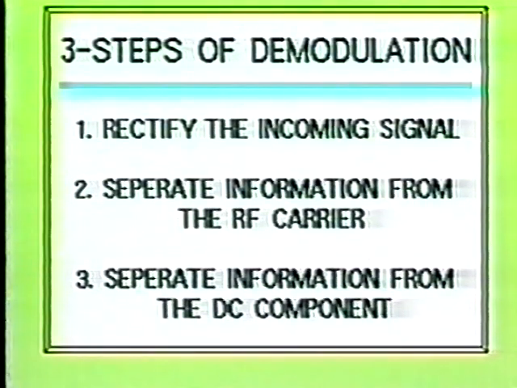Here you see the process used to demodulate the incoming signal. It consists of 3 steps. These are: first, the RF carrier envelope is rectified so that only half of the signal gets through. Second, the audio information is separated from the RF carrier. At this point, the carrier is sent to ground. And third, the audio information is separated from its DC component. To better understand how this process is accomplished, let's see what happens to the modulated signal when it reaches the detector circuit.